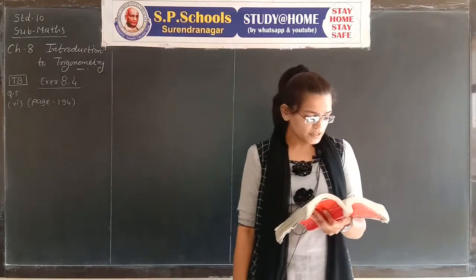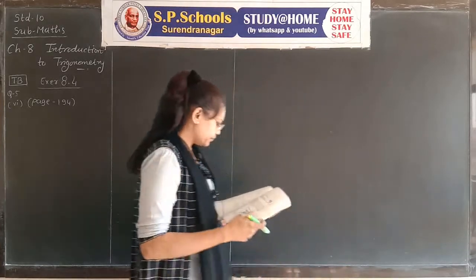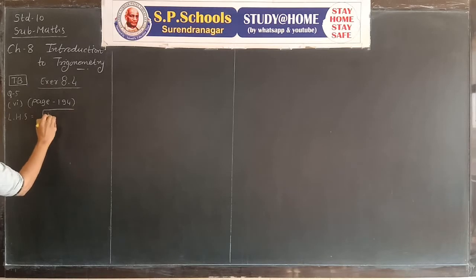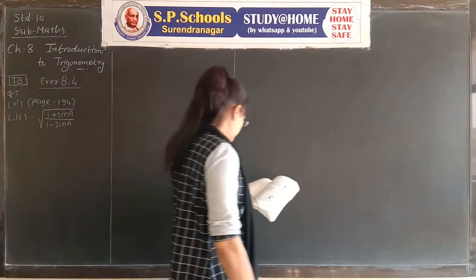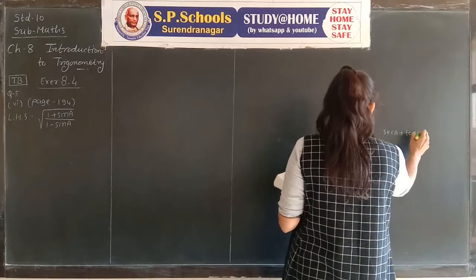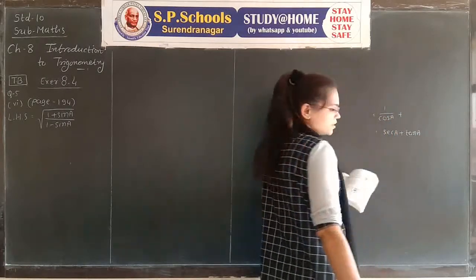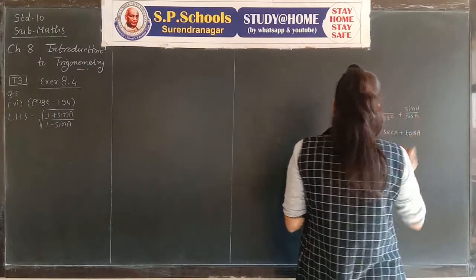Square root of (1 plus sin A upon 1 minus sin A) is equal to sec A plus tan A. First of all, write the left hand side. LHS is equal to square root of (1 plus sin A upon 1 minus sin A), and we need to prove the right hand side, sec A plus tan A. As we know, sec is the reciprocal of cos.